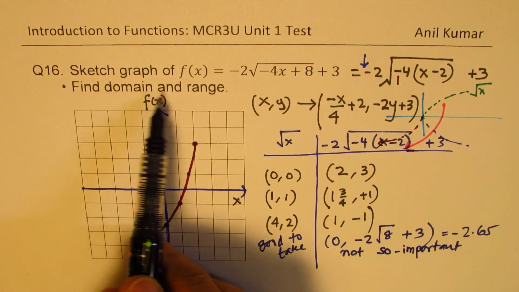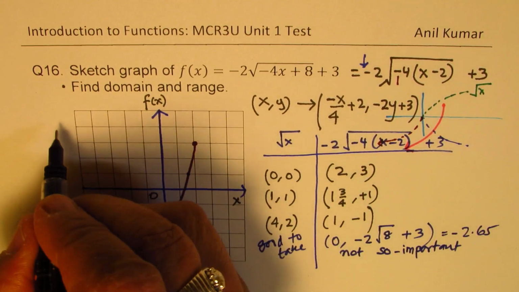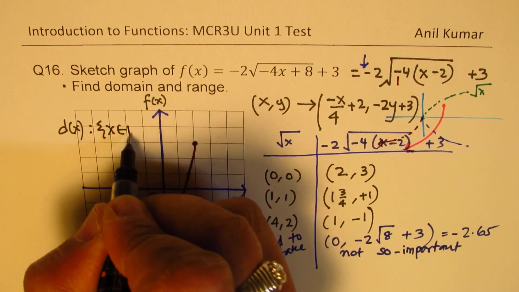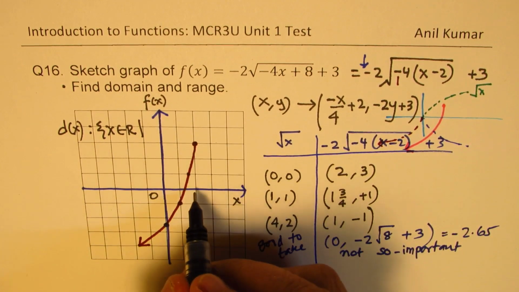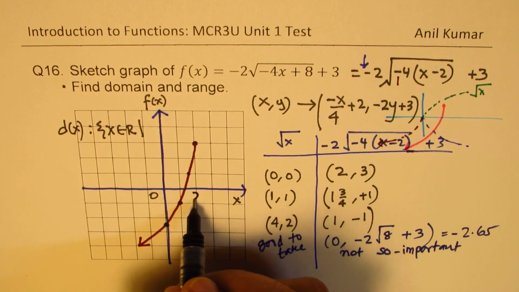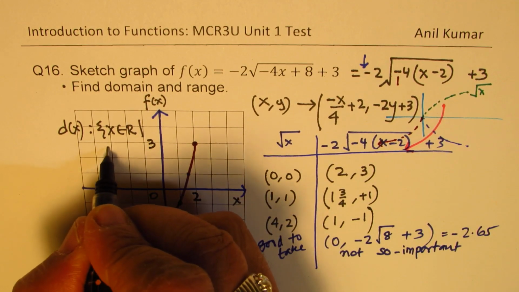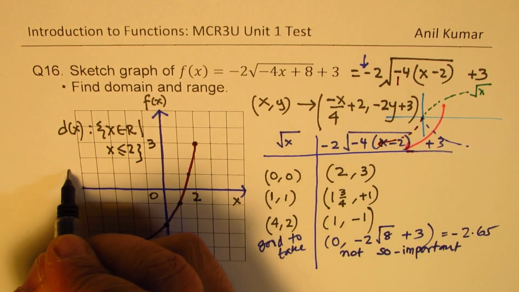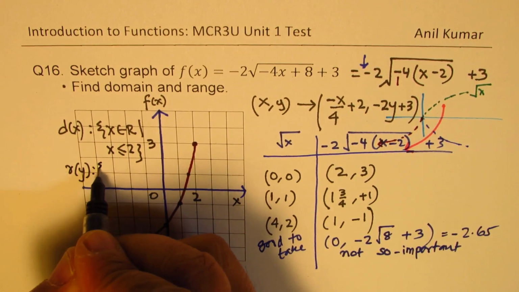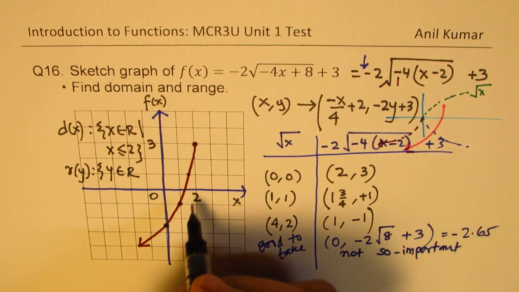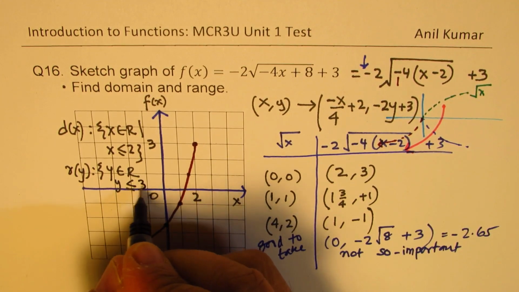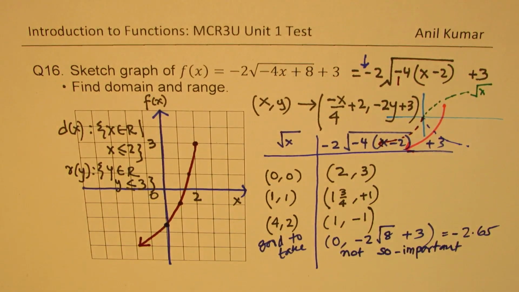Now let's write down its domain and range. So clearly the domain is, we can write x belongs to real numbers, where x is less than equal to 2, right? This point is 2 and this is 3. So where x is less than equal to 2. And as far as the range is concerned, range is y belongs to real numbers, where y is less than equal to 3. So y is less than equal to 3. Is that clear to you? So that is how we can get domain and range for this particular function.